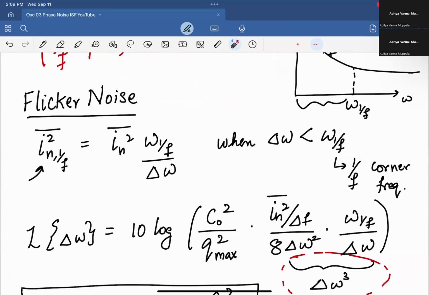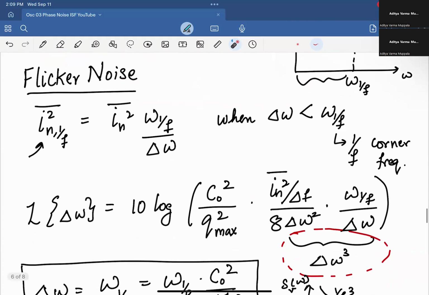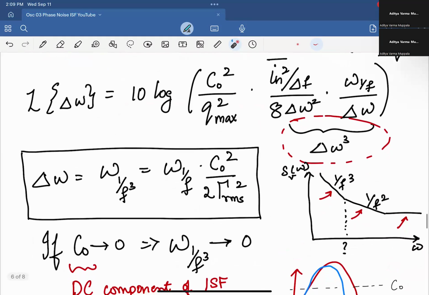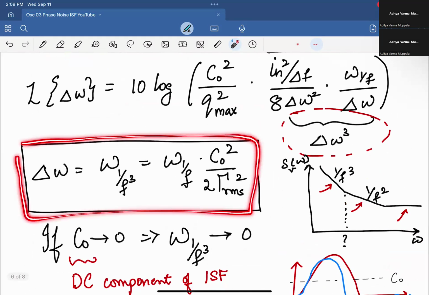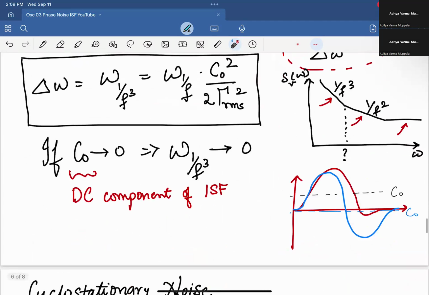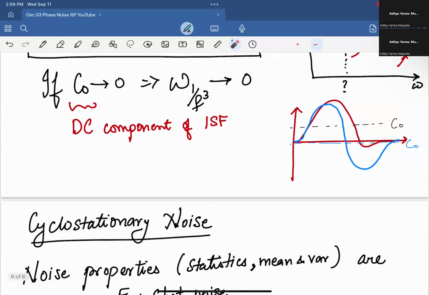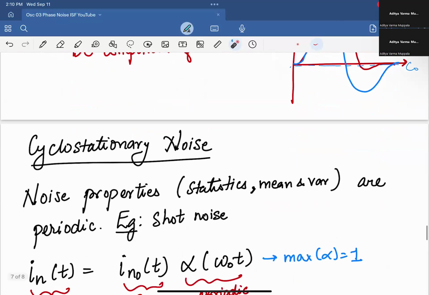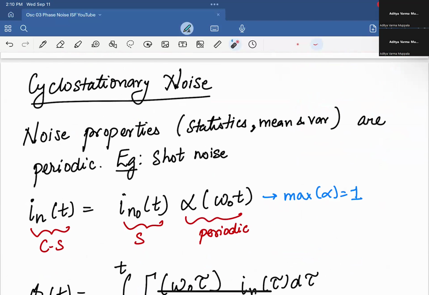We also took the flicker noise case as a special case. We said that flicker noise is 1 over f, so it's close to the origin in the power spectral density. So that's modulated up only by the C naught squared coefficient, and that essentially gives you the 1 over f cubed term in phase noise. We also looked at the difference between the 1 over f flicker noise corner and the 1 over f cubed phase noise corner. They are related by the C naught coefficient, which is the DC component of the ISF. And we said that the DC component of the ISF can be made 0 by making the ISF symmetric. When the ISF is symmetric, the 1 over f cubed corner, or the 1 over f cubed contribution to phase noise, can be reduced.